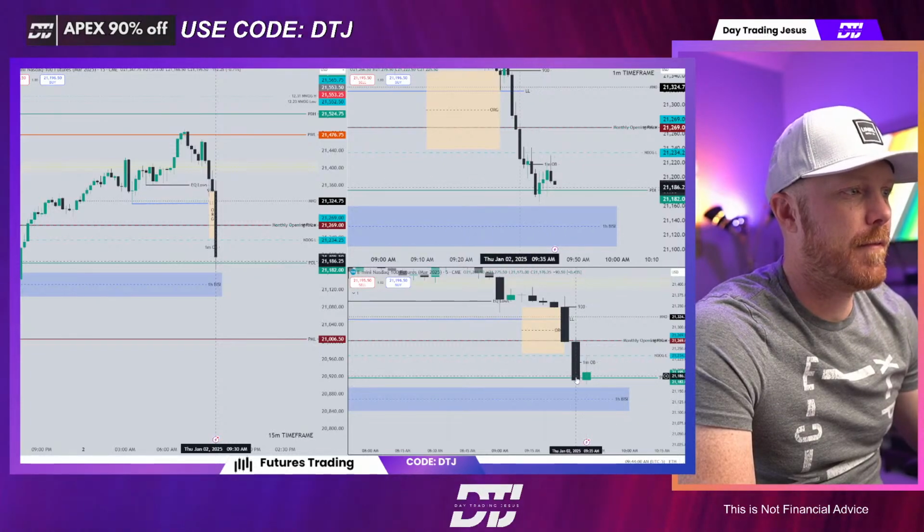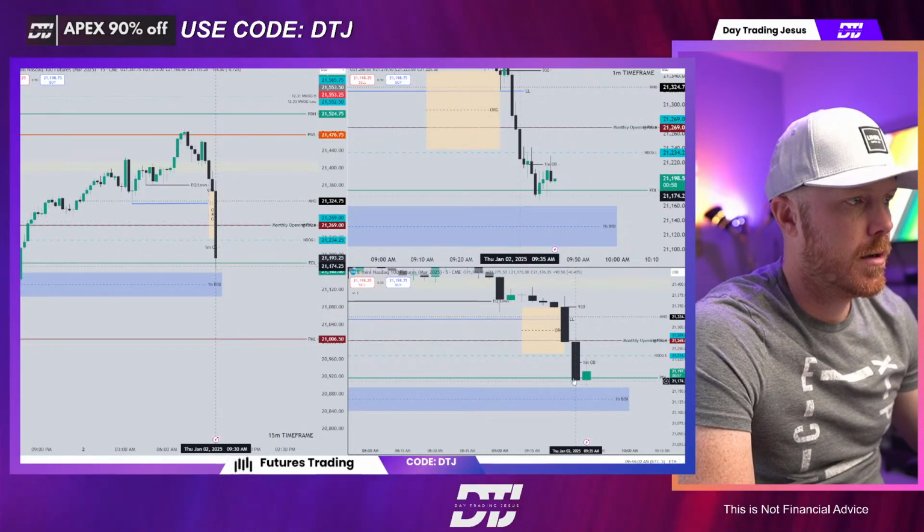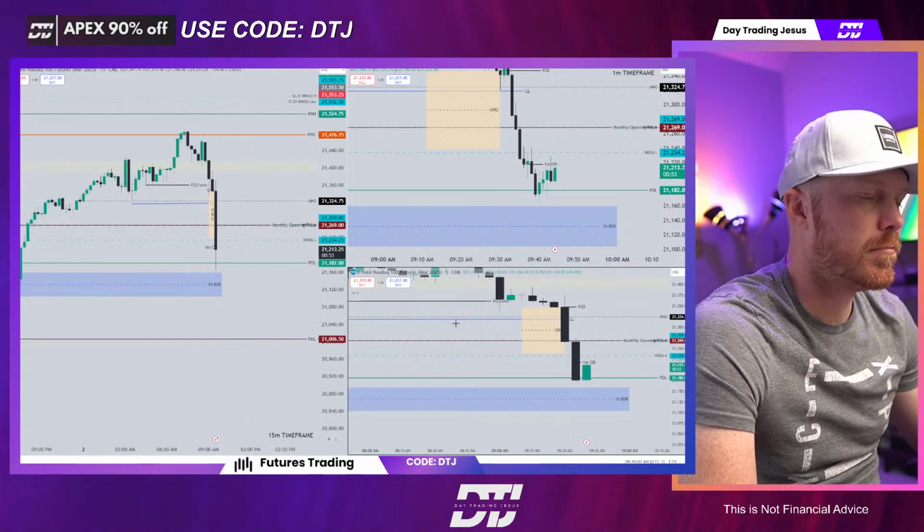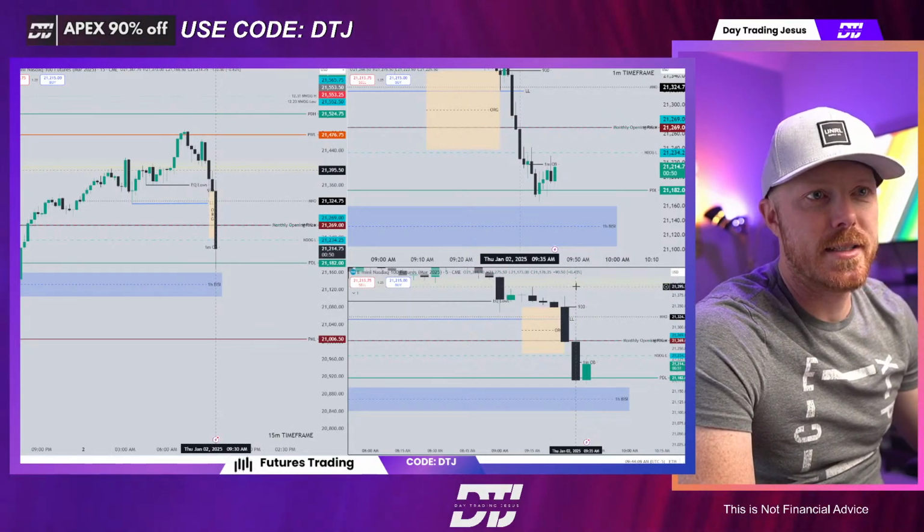Let's see if we get a 5-minute order block here. We got some large down close candles on the 5-minute, so I need to see more structure.